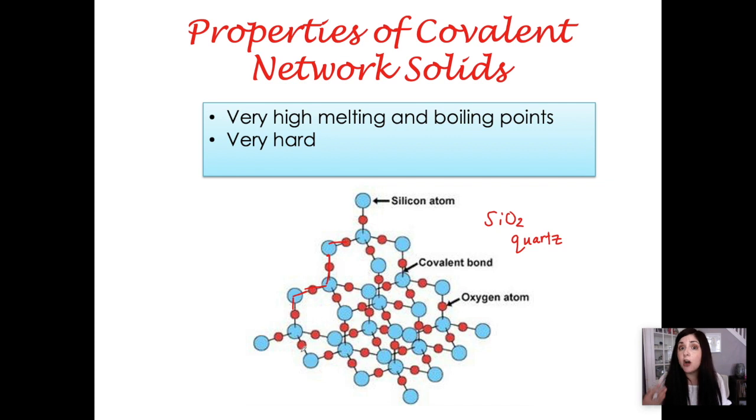These also are very, very hard. So if you think about geology and the Mohs hardness scale, which you might have learned about in another science course, what could scratch another diamond?